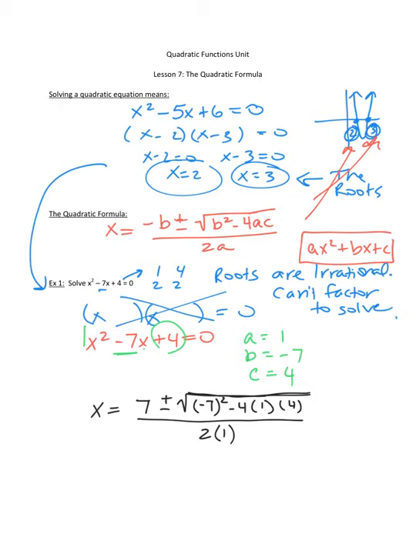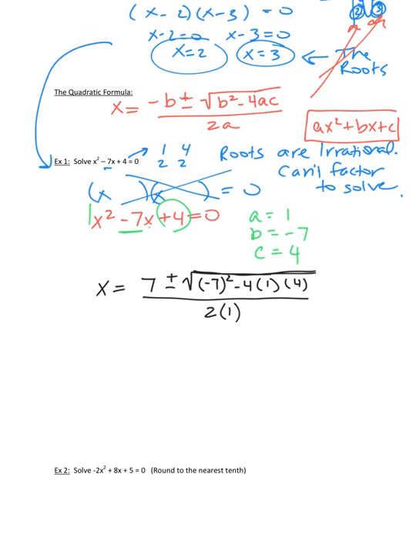Okay, in the next line, I'm just going to simplify it a little bit more. That's all we're doing each time is we're simplifying. So in the next line, I have x equals 7 plus or minus the square root of, now negative 7 squared is positive 49. 4 times 1 times 4 is 16.